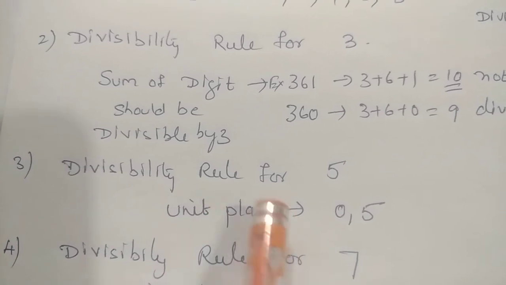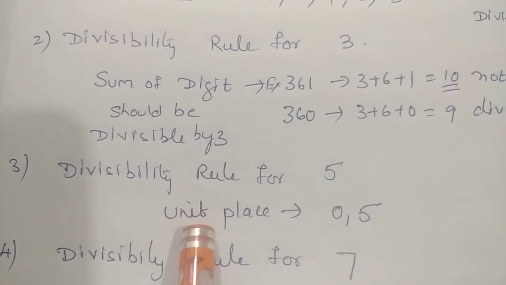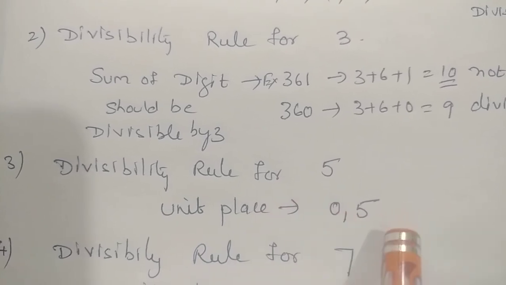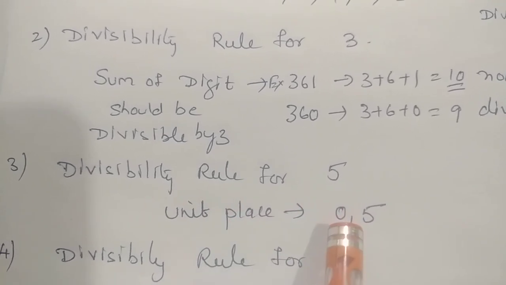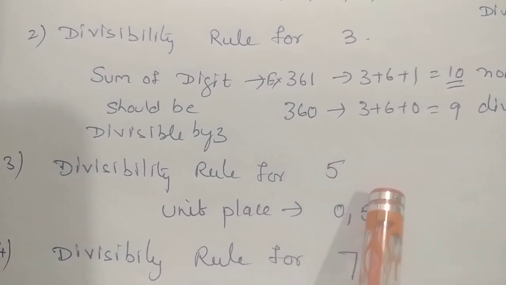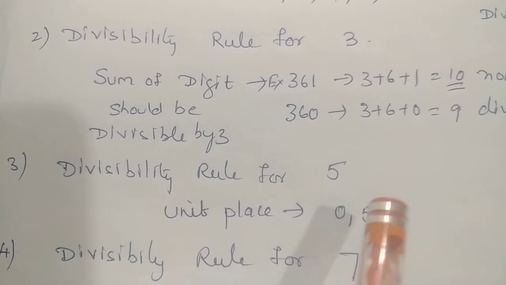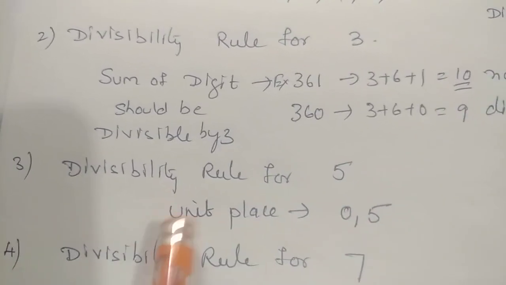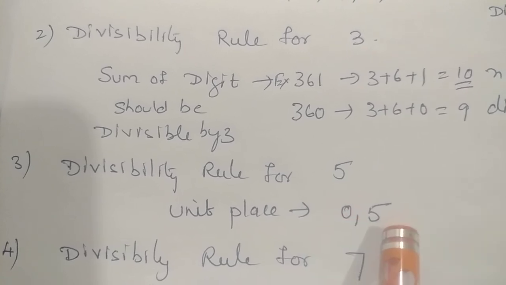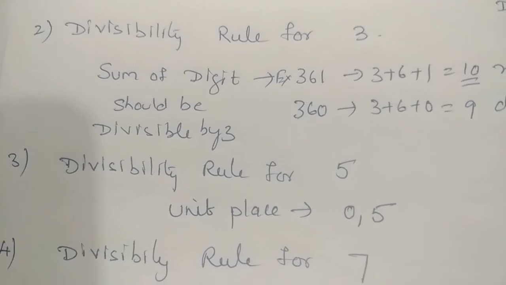Then the divisibility rule for 5. How to check for 5? The units place should be 0 or 5. In the 5 table, 5 ones are 5, 5 twos are 10, 5 threes are 15, 5 fours are 20, so you only get 0 or 5. So if the units place has 0 or 5, then it is divisible by 5.